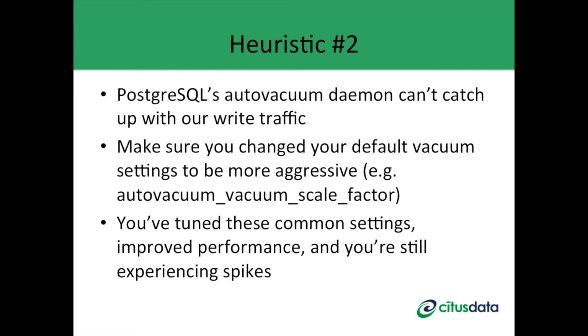A second heuristic that usually applies for OLTP type workloads is auto vacuum. PostgreSQL uses auto vacuum daemons to clean up bloat caused by MVCC. The default vacuum settings are too conservative to begin with. If you haven't tuned your auto vacuum settings, you should first look into making them more aggressive. If you have and you're still experiencing performance issues related to vacuum, then it may be a good time to start thinking about scaling out.